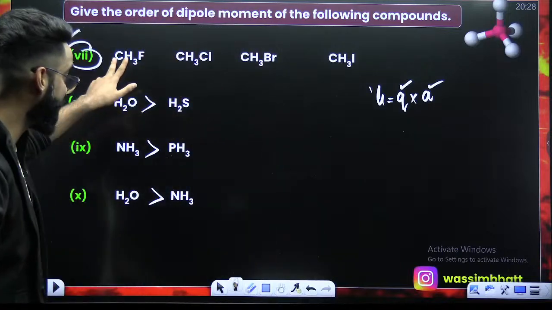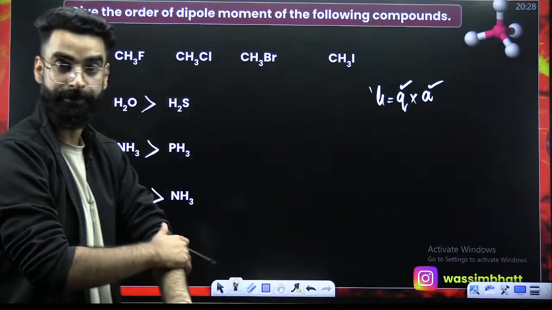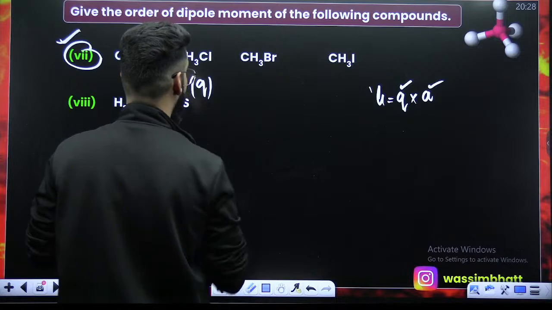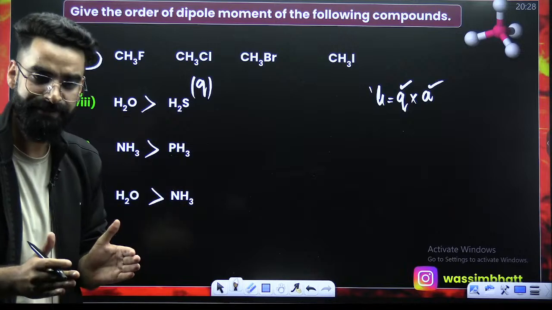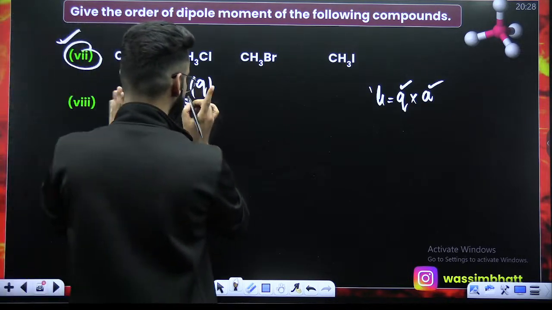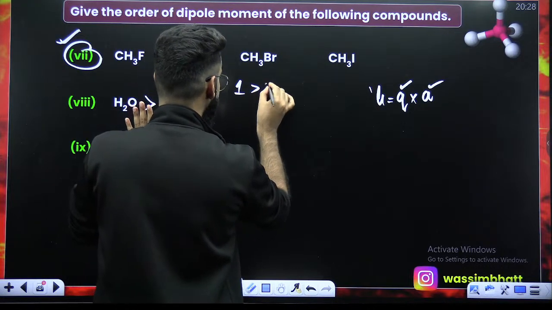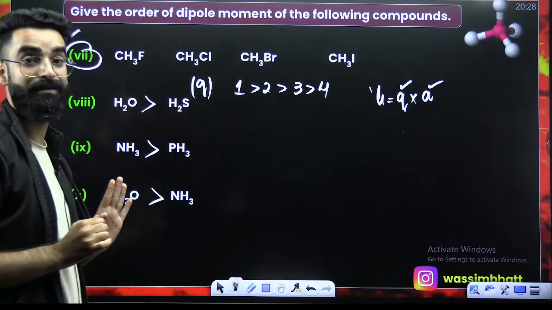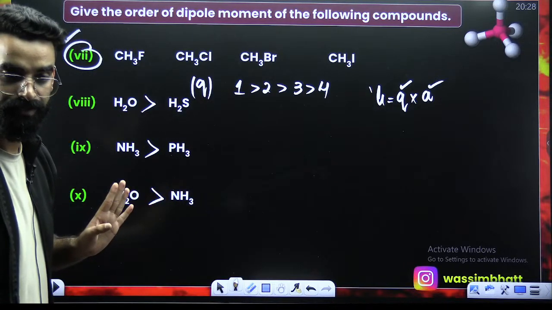Here you have got a bond between carbon and fluorine, carbon chlorine, carbon bromine, carbon iodine, right? As far as the charge factor is concerned, what should be the order of dipole moment? More the electronegativity difference, more the dipole moment, right? So basically, as per charge factor, this has to be the order 1, 2, 3, and 4. This has to be the order of the dipole moment as per the charge factor, right?